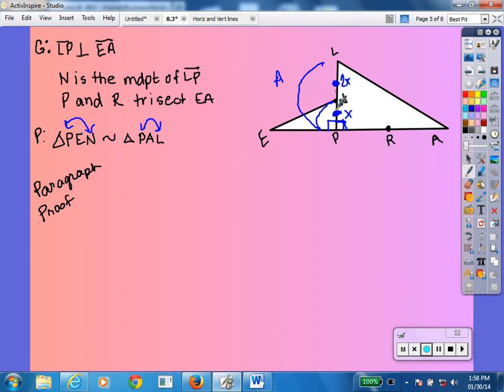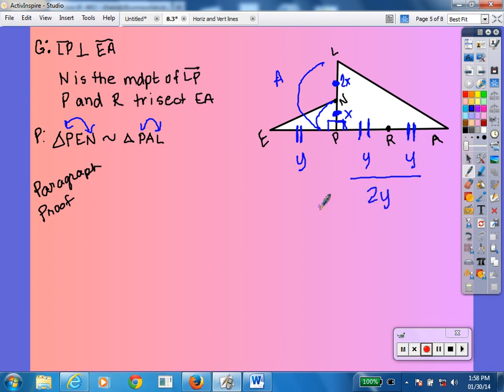And then it says P and R trisect EA. I'm thinking we're going to use side-angle-side similarity, side similarity and the angle between them, okay? I think so. So if these trisect, that means that this is congruent to that is congruent to that. So if this is Y, and this is Y, and this is Y, this would be 2Y.